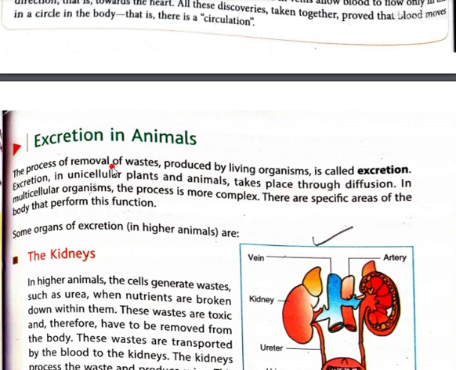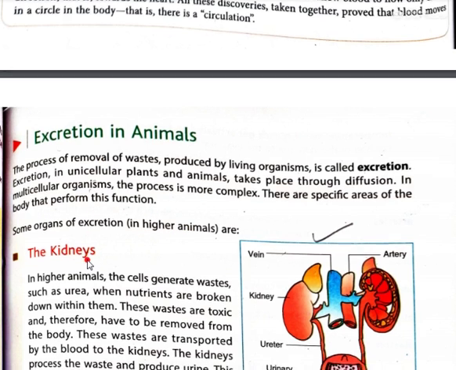The process of removal of waste produced by living organisms is called excretion. Excretion in unicellular plants and animals takes place through diffusion, like transportation takes place through diffusion. In multicellular organisms, the process is more complex, and there are specific areas of the body that perform this function, known as our excretory system.